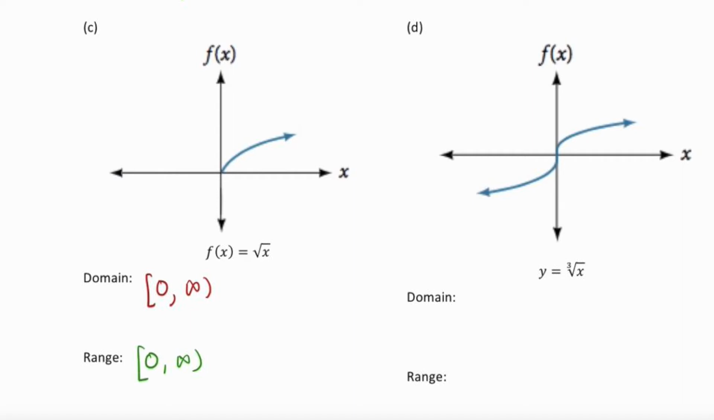And then finally, we have the cube root of x. As we've already discussed, you can take the cube root of a negative number. So if we had -8 here, this would be -2 as an output. So that tells me that my domain is all real numbers. You can also write this as that boldface R symbol. And our range, similarly, is going to be all real numbers.